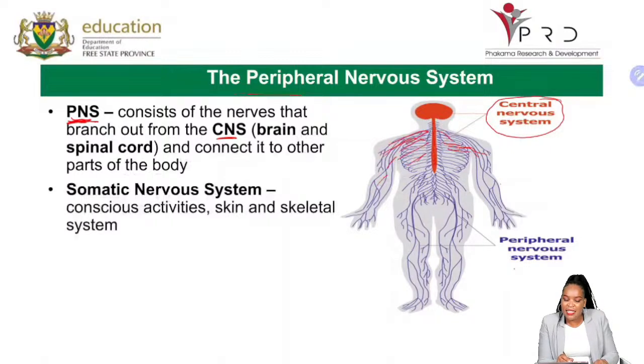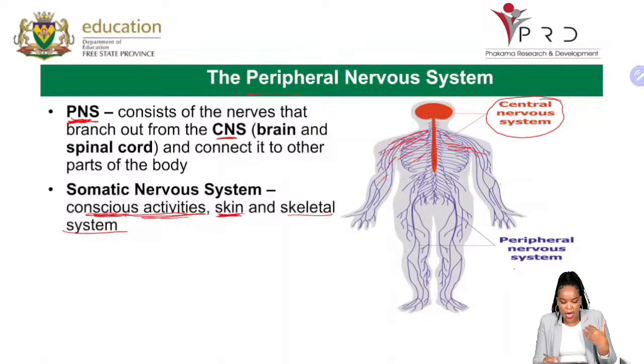Then the somatic nervous system, it controls actions that are conscious, meaning activities that you do under your will. Conscious, you do them under your will, willingly, you see. And then they also control the skin and the skeletal system. So when you are running, when you are sweating, those sometimes can be under the somatic nervous system. However, we will talk more about this one.